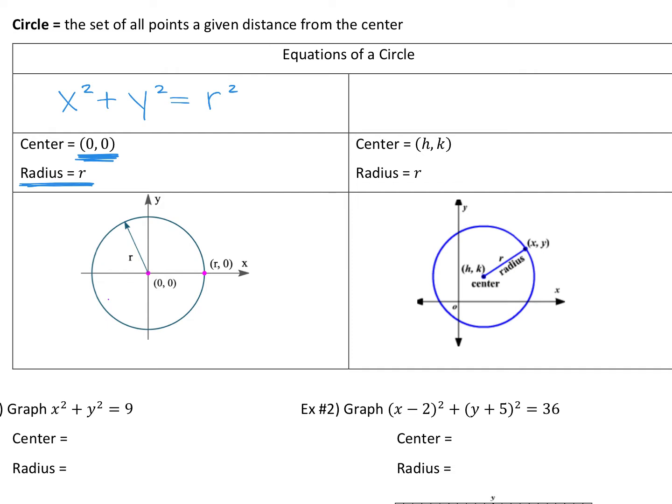Nothing fancy about it. x squared plus y squared equals r squared. Your center is 0, 0. Your radius is r. So here's your center. Here's your radius. Remember, a radius is a radius no matter where you put it. So all of these have a length of r, right? If it's not centered at 0, 0, like you see here, if the center is (h, k), then it's (x minus h) squared plus (y minus k) squared equals the radius squared, okay?